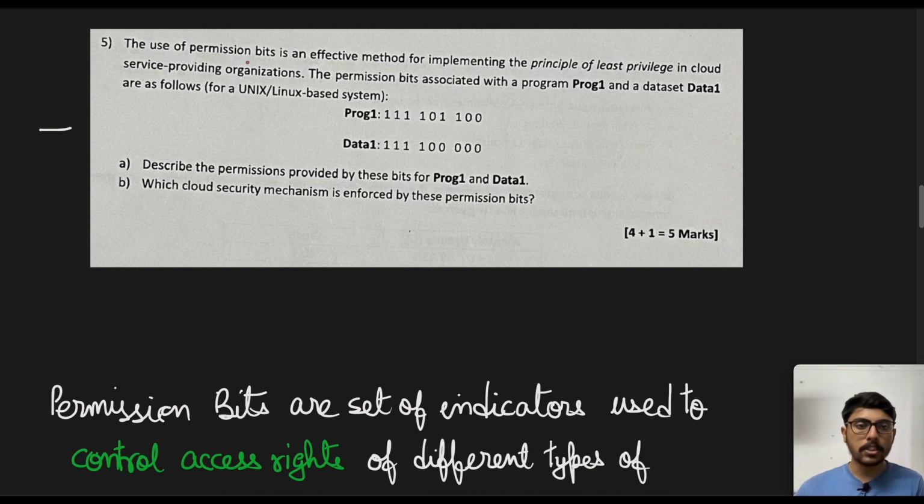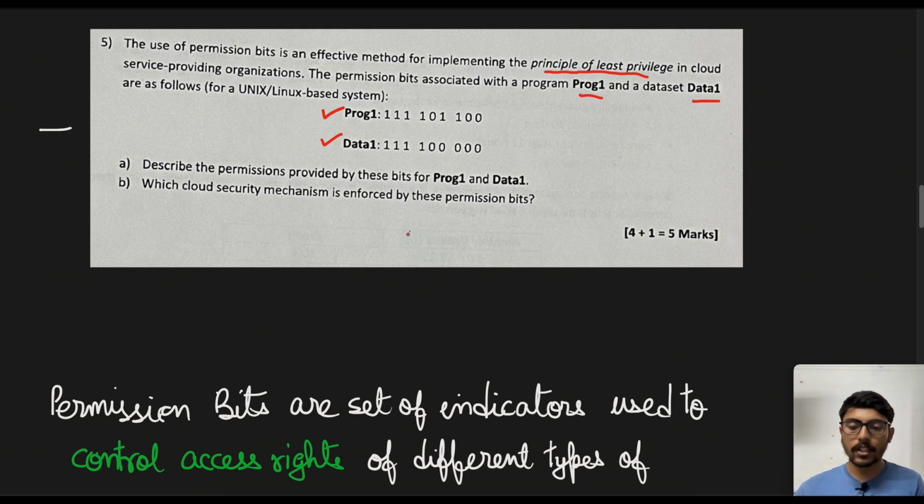The use of permission bits is an effective method for implementing the principle of least privilege in cloud service providing organizations. The permission bits associated with program prog1 and dataset data1 are as follows for a Unix or Linux based system. So this is the program 1 that we are given and this is data 1 that we are given. We are asked to describe the permissions provided by these bits for prog1 and data1 respectively. Then we are asked what security mechanism is being enforced by these permission bits.